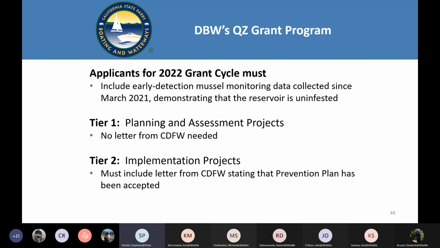And I'd also like to highlight this first bullet point here. Applicants for the 2022 grant cycle, which is the upcoming grant cycle, must include early detection mussel monitoring data that has been collected since March 2021. That will just demonstrate that the reservoir is currently uninfested by QZ mussels. And we'll go into detail a little bit later on in the presentation to talk about our early detection mussel monitoring data requirements. Next slide, please.